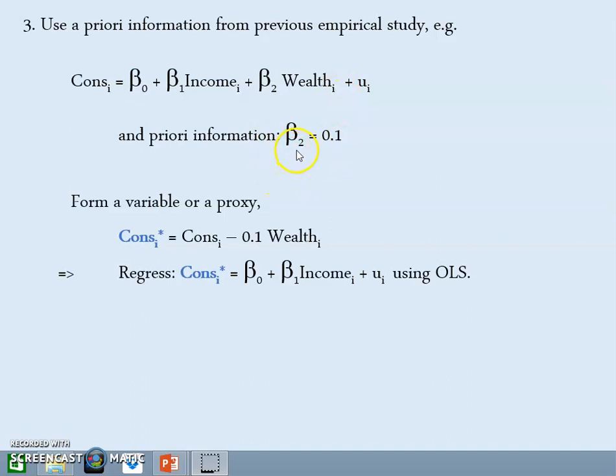So we found that beta 2 is equal to 0.1. So what we can do is rearrange this term, beta 2 wealth, and bring it to the left. Now the left side is basically consumption minus 0.1 wealth. We still need data on consumption and on wealth, but the left side is no longer consumption. It is now another consumption, consumption star. And then we regress the new consumption on income using OLS.